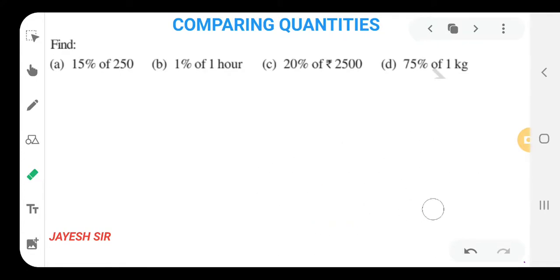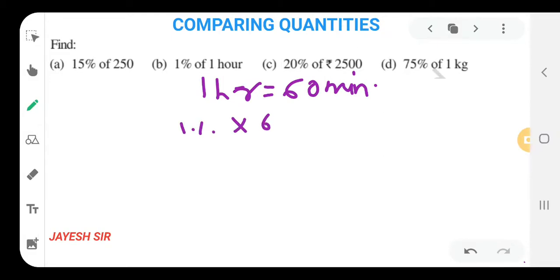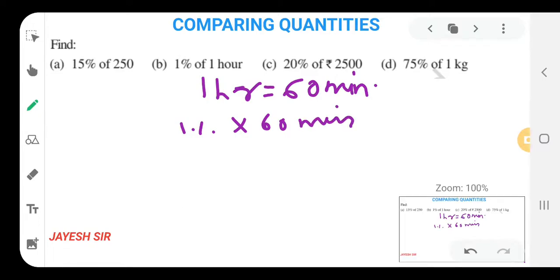1% of 1 hour. That is a different type of sum, and needs a different approach. 1 hour could be written, in terms of minutes, so we first will do that. 1 hour is equal to 60 minutes. So we'll replace it by that. Now the question is 1% of means multiplication of 60 minutes. Now 1% of 60 minutes.